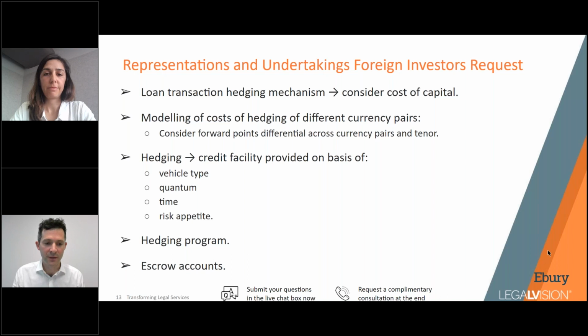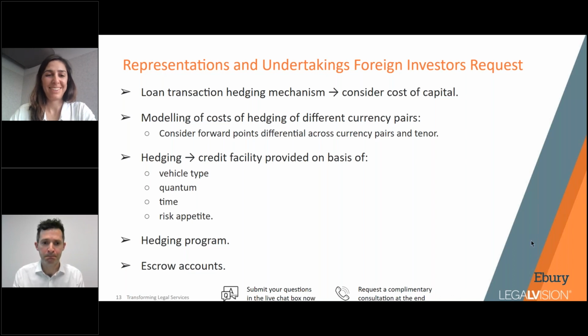And then it's a case of just having a hedging program implemented, which you'd want to do with your financial institution. And finally, on a smaller scale, you'd want to have escrow accounts, essentially where you can have those funds set aside if you are just leaving some capital on the side to mitigate for foreign exchange movements. You need an escrow account for that to sit in and to earn some interest in as well.